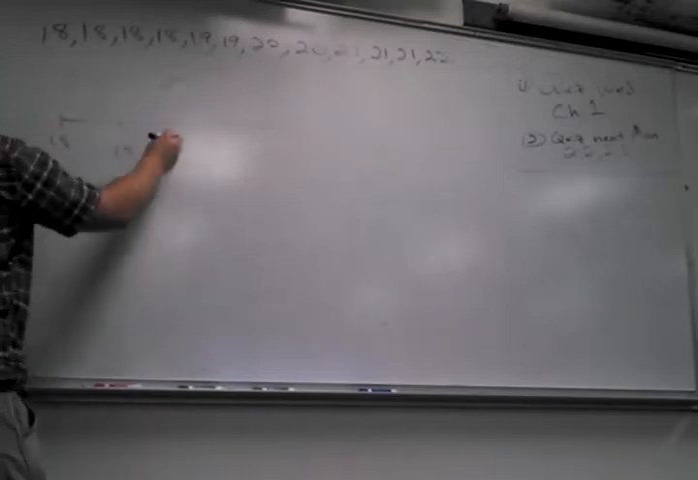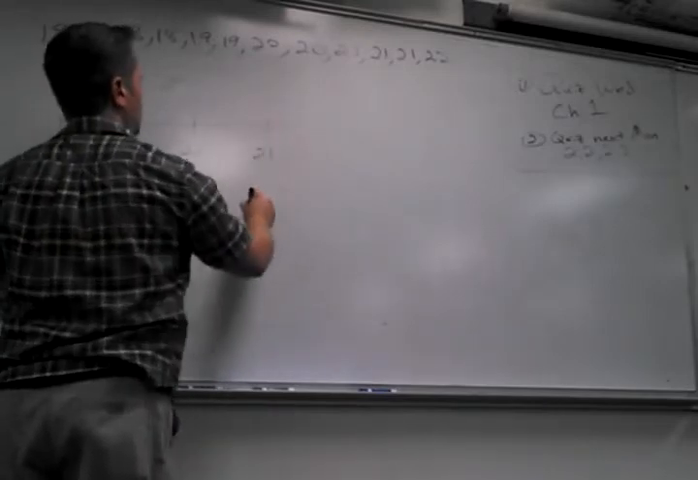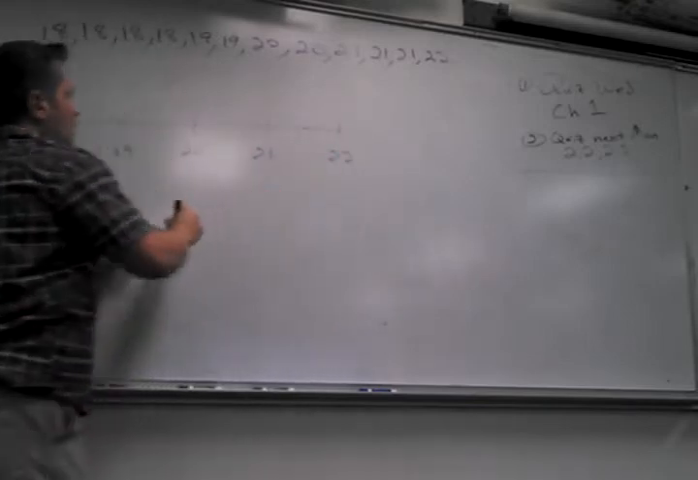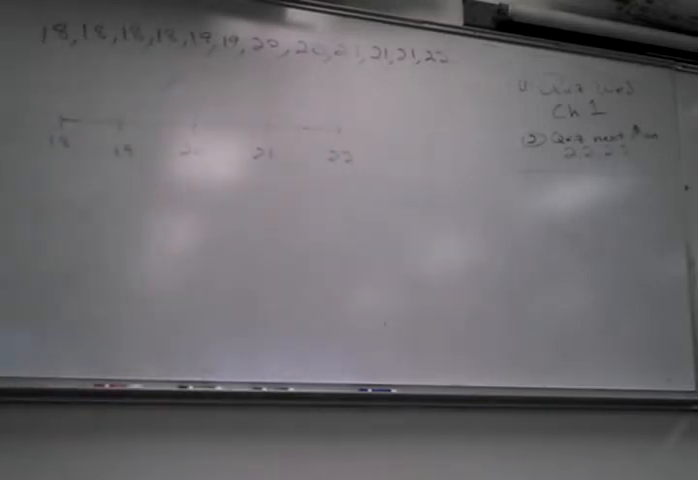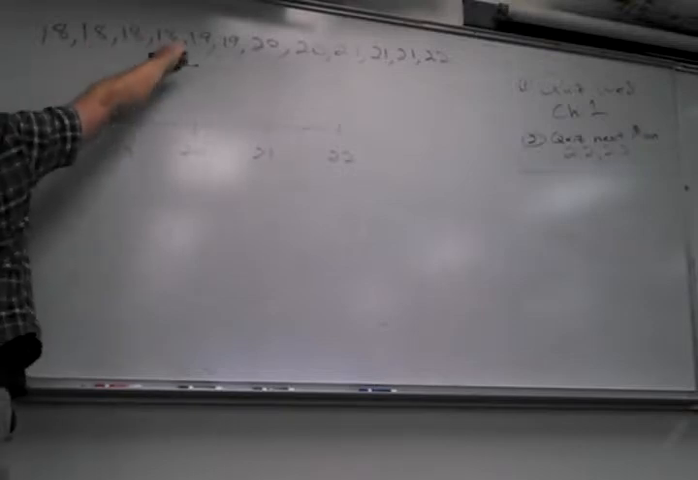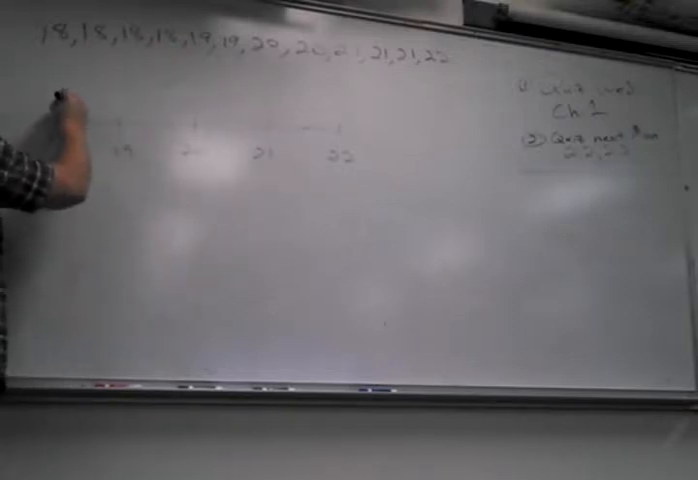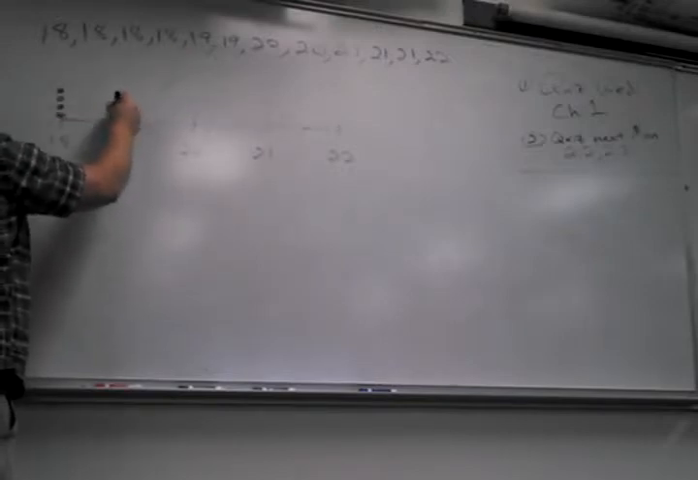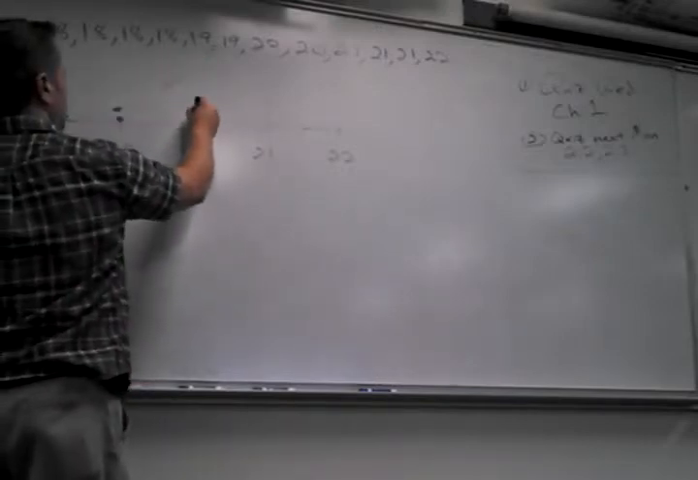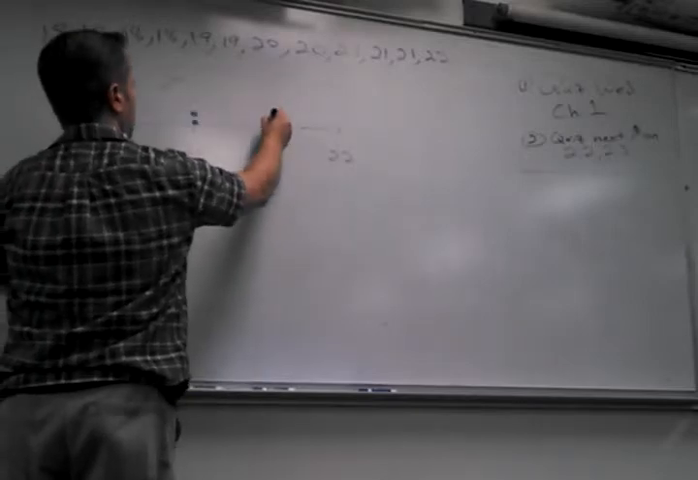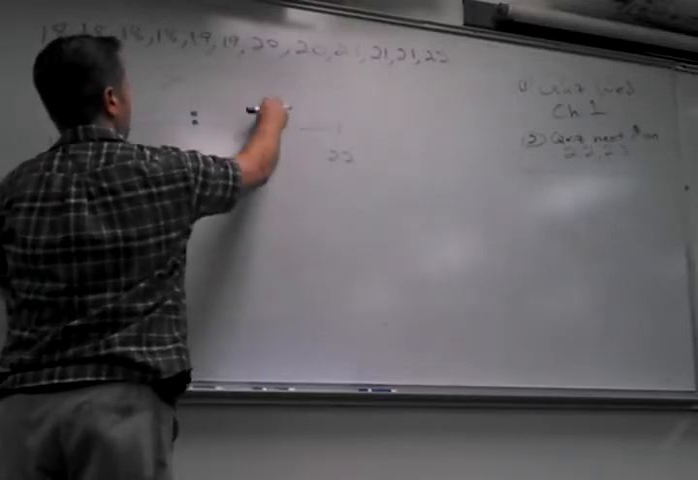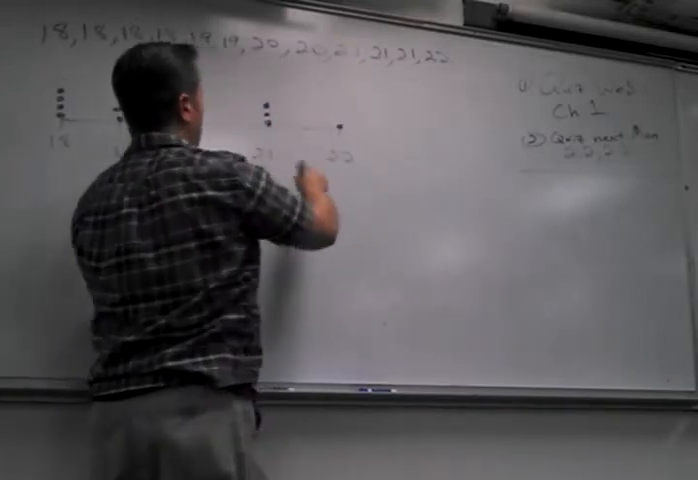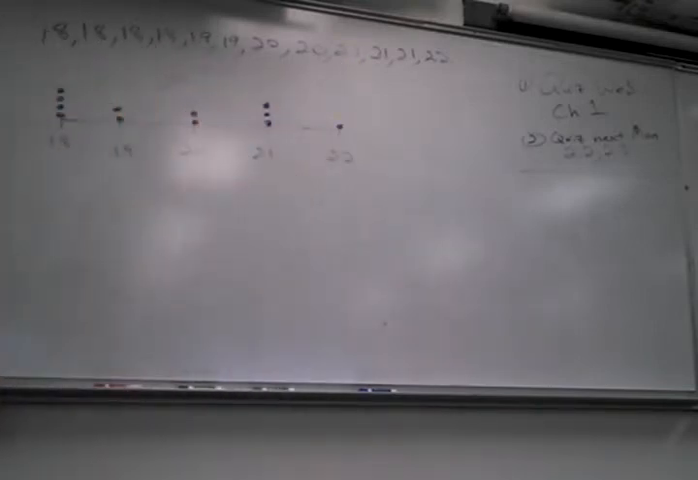18, 19, 19, 20, 20, 21, 22. You'll just put a dot over every data point that shows up, every time it does show up. So I see 18 four times: 1, 2, 3, 4. 19 I see twice. 20 I see twice. 21 I see 3 times. And 22 I see once. I mean, that's how you make it, right?